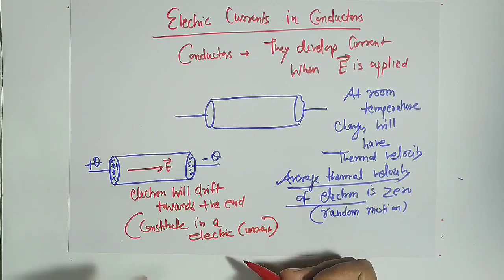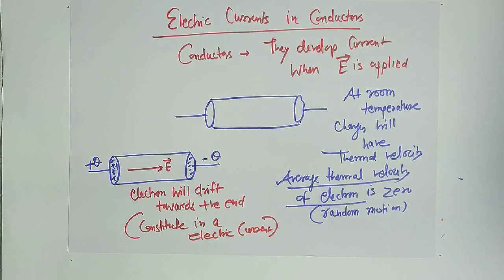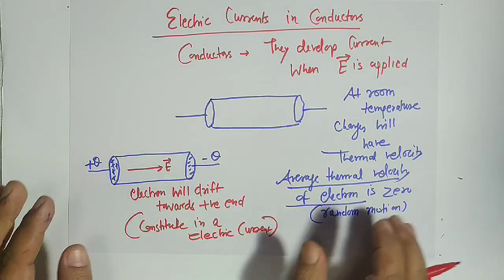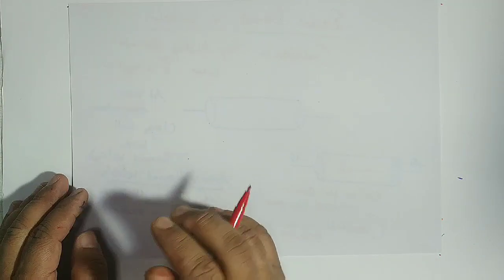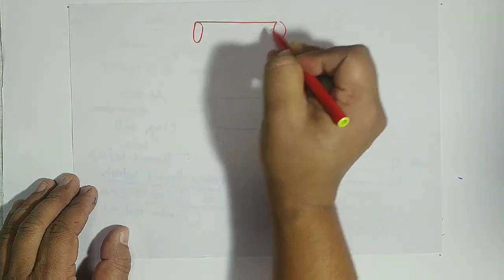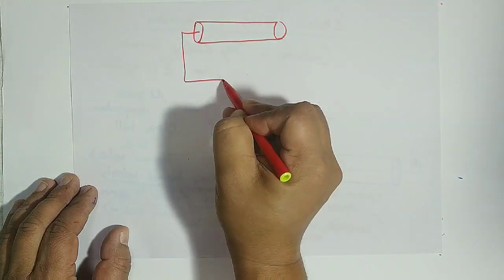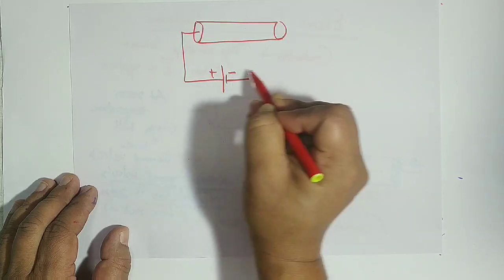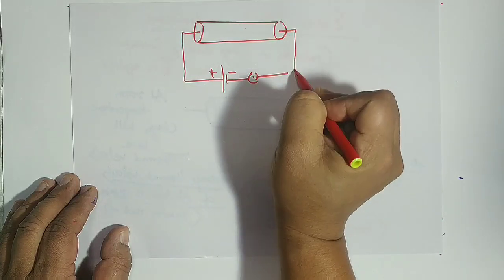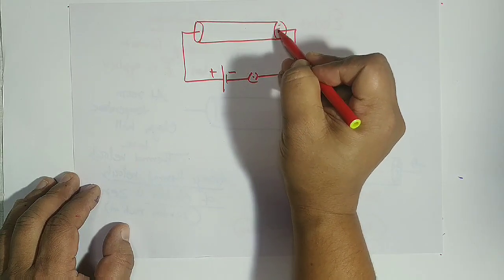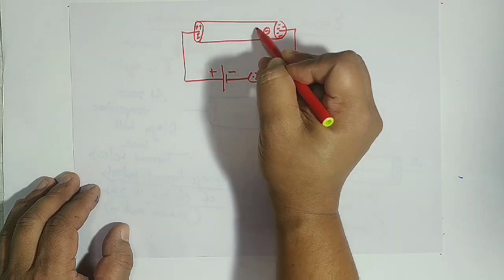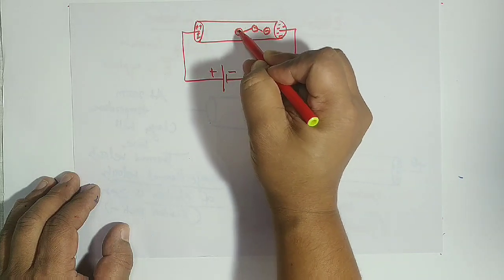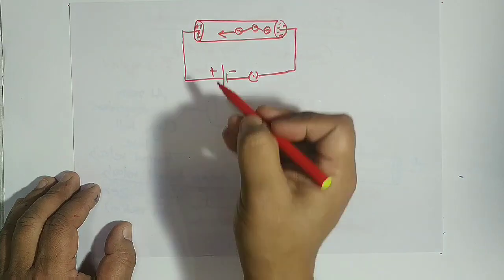Are you getting it? Now it will be for a short time. If you want a continuous current, you need to apply some source, like a battery. You need to apply a battery across it, so that from this end to this end there will be a continuous flow of what? Electrons. So they will move like this.